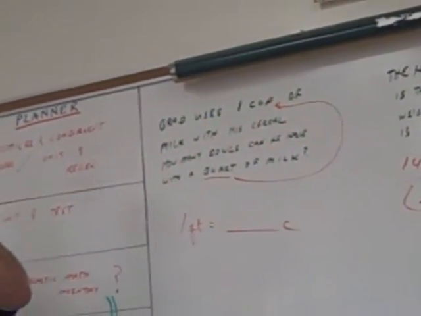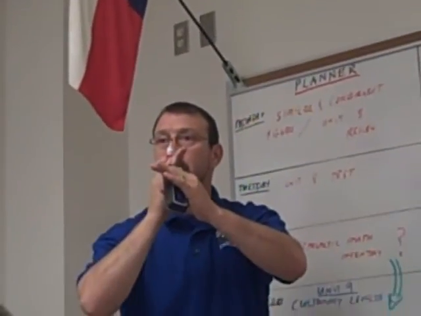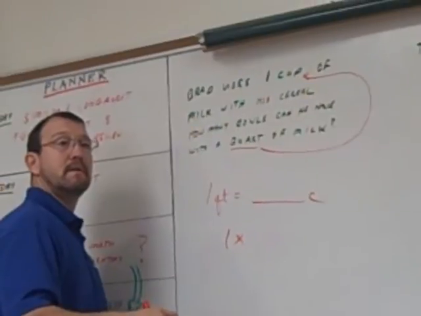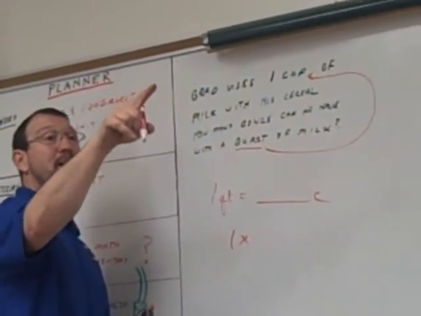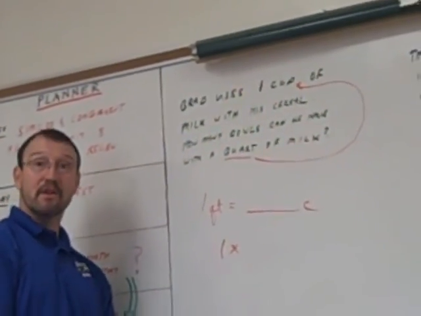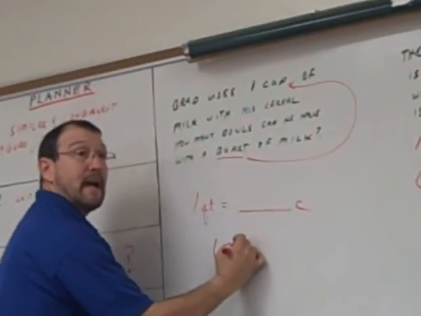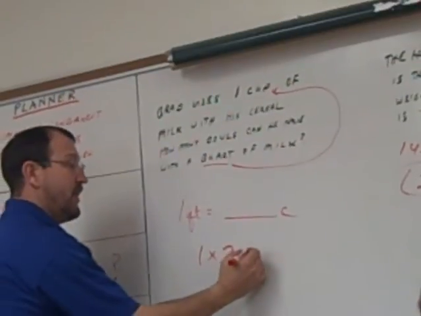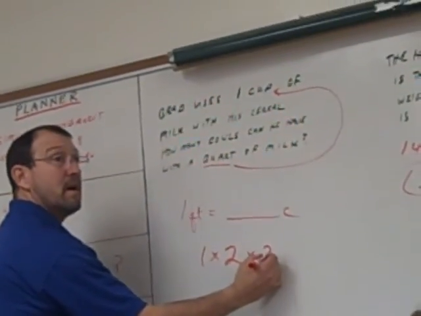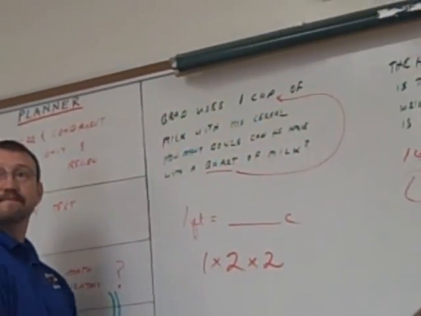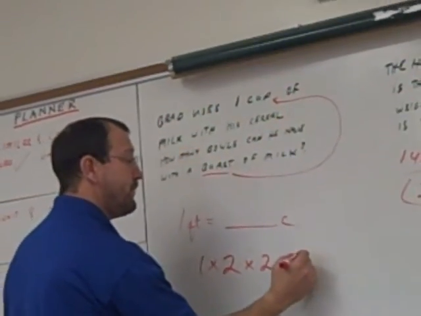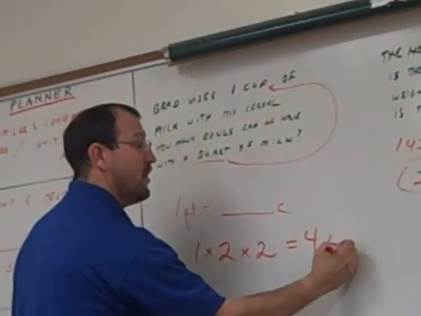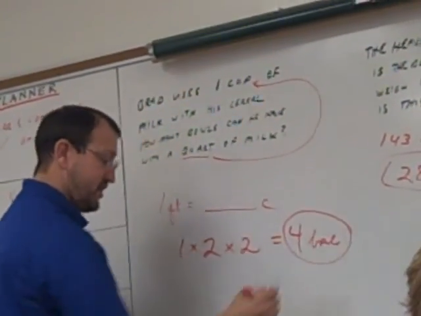Quarts to cups. Times. 1 times quarts and cups. 2 times 2. Quarts and cups are not on the same line. 2 times 2. Good job. It takes 2 pints to make a quart, then 2 cups to make that pint. 4 cups, which means 4 bowls of cereal.